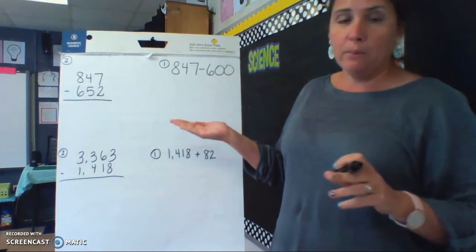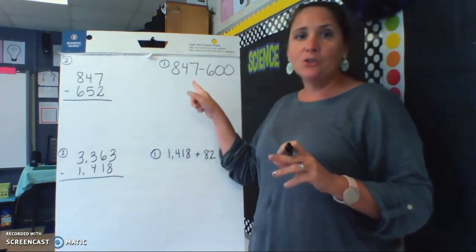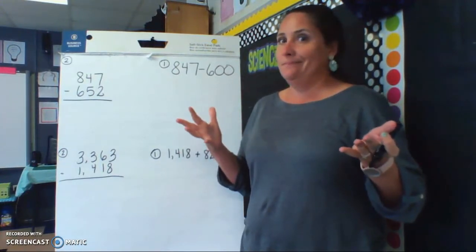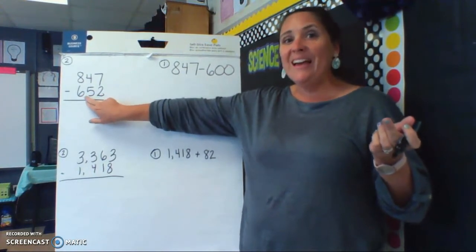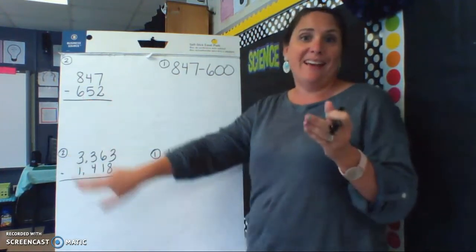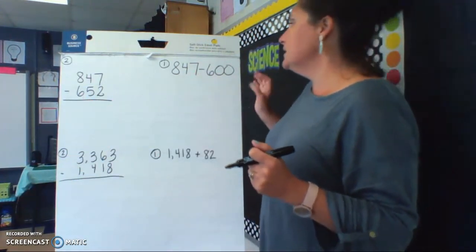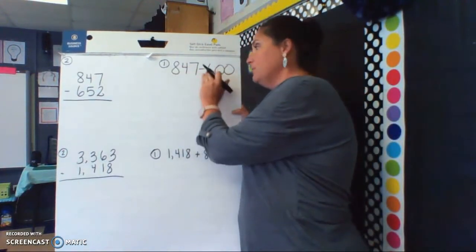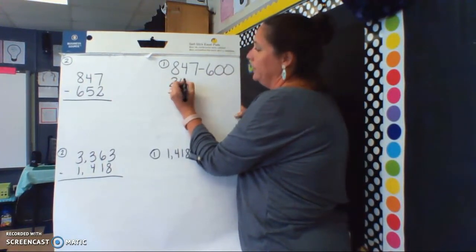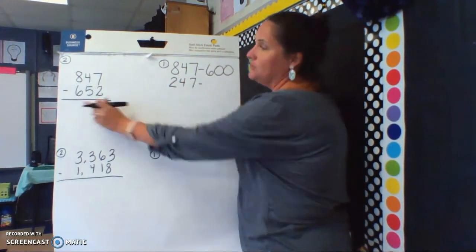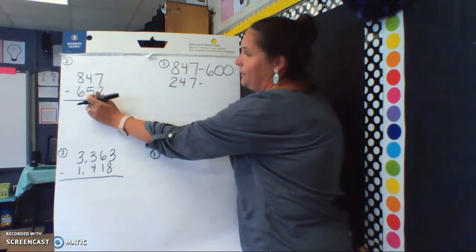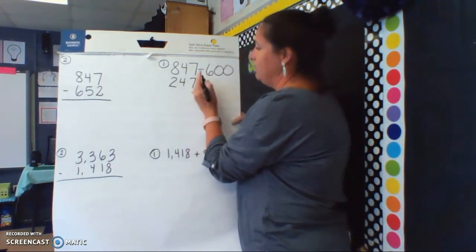The first way that we're going to practice this problem is we're going to say 847 minus 600. Now, where did I get the 600? I got it from the 652, because that is what we're going to subtract from 847, but I'm breaking it apart into each place. All right, so 847 minus 600, that's basically saying 800 minus 600, and that gives us 247. Now I've subtracted the hundreds place, so now I have to subtract the tens place. So now I have to say 247 minus 50.